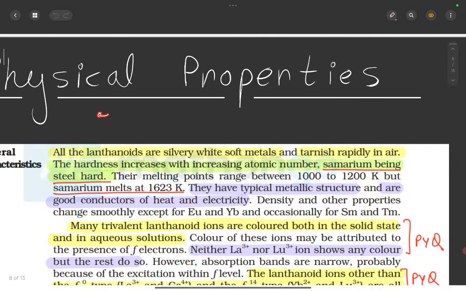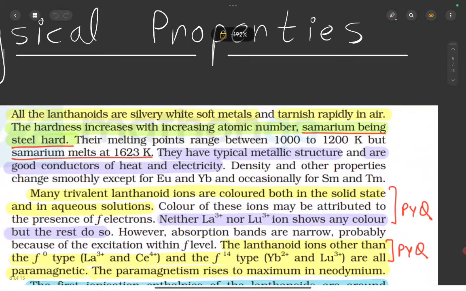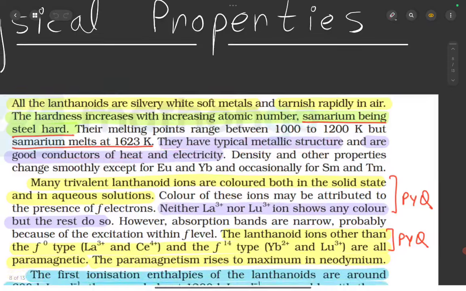What does this imply? It means samarium has a very strong lattice, which is why its melting point is much higher than the other lanthanoids, and it is also very hard, materialistically hard. So it is steel hard and has a high melting point. Connect those facts. They have typical metallic structure and they are good conductors of heat and electricity, which means they are basically just typical metals.